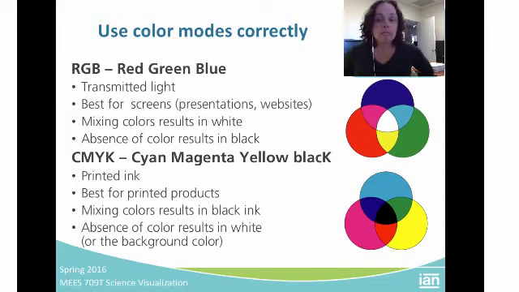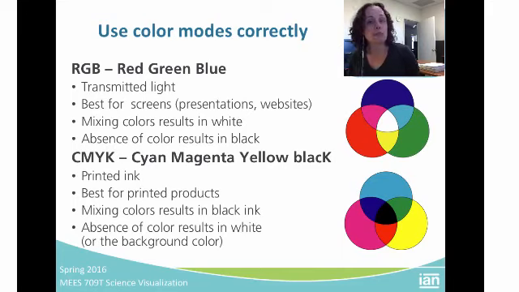Use color modes correctly, and this will depend on what your final product is in terms of whether it's a poster or a presentation or a website. RGB is the red, green, and blue color model, and so it's transmitted light. So you want to use the RGB model on your figures and graphics that will end up being displayed on a screen, whether that's a presentation or a website. And you can see from the graphic on the right that in the RGB color model, adding all the colors together gives you white, and the absence of color results in black.